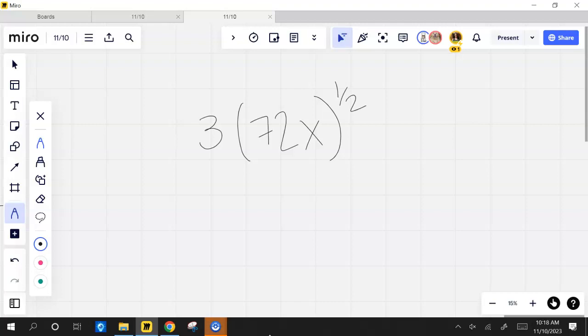Change the form and simplify. Change the form and simplify. Sunshine it and simplify it.